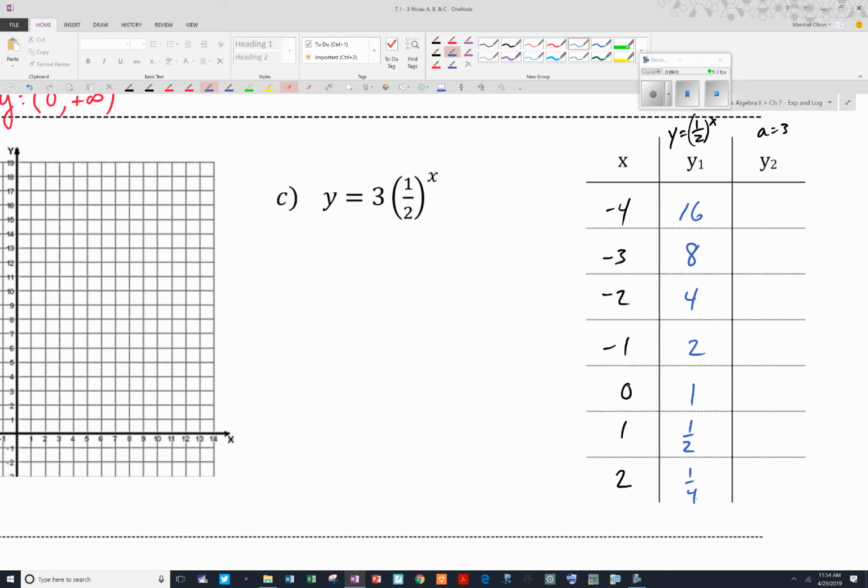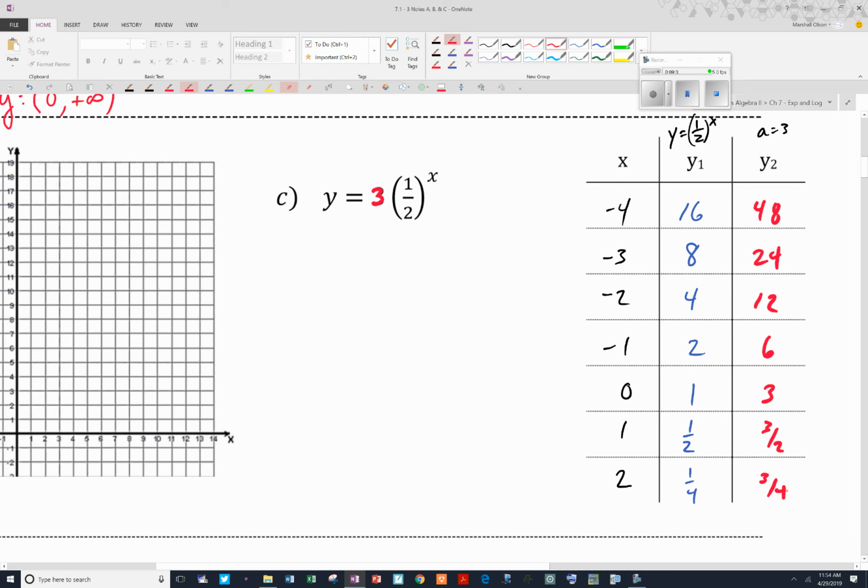Now let's go ahead and take care of the fact that that's a 3. You could do this all in one column if you were making a table, and you probably wouldn't need this many values either. The 16 is going to become a 48. Don't think we're going to fit that. 8, we have 24, 12. We're just multiplying all those y values by 3.